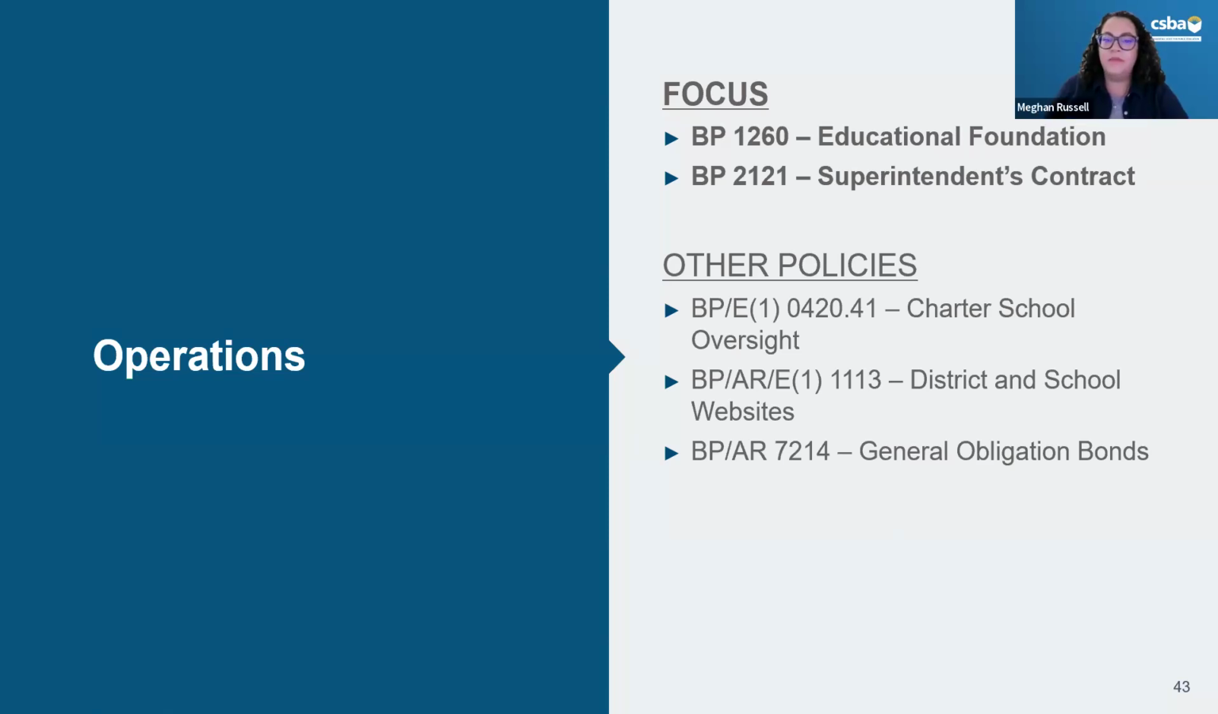Thanks, Barbara. So for this section, we'll be focusing on BP 1260 Educational Foundation and BP 2121 Superintendent's Contract. And then we'll briefly also discuss charter school oversight, district and school websites, and general obligation bonds, and then have time for questions at the end. So next slide, please.